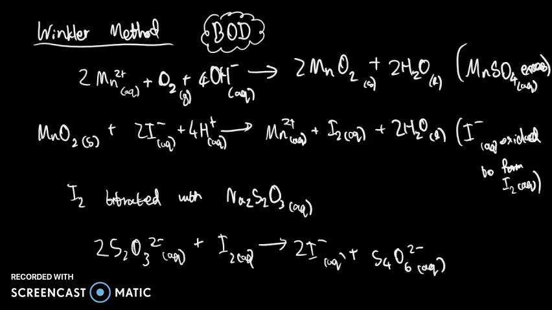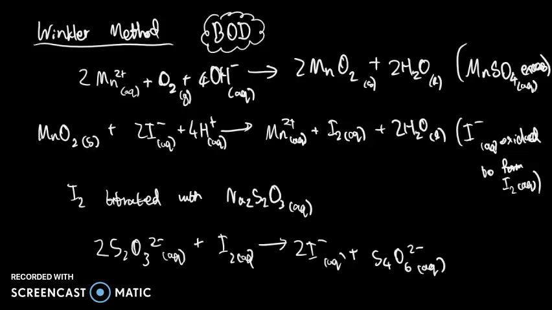So aqueous iodine can be used in our next step, which is aqueous iodine being titrated against sodium thiosulfate. Sodium thiosulfate is quite a popular molecule to work with, and you've probably done practicals with it in the lab. It has this 2- anion called the thiosulfate ion, which combines with the aqueous iodine, and we get 2 iodide ions, and also these S4O6 2- aqueous ions.